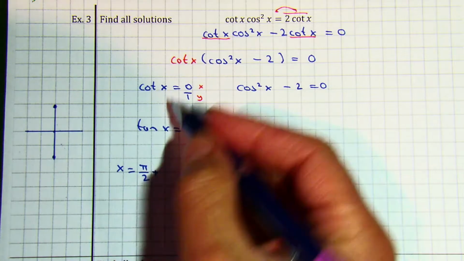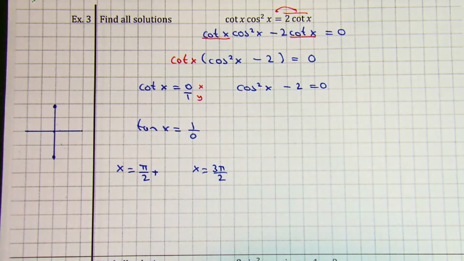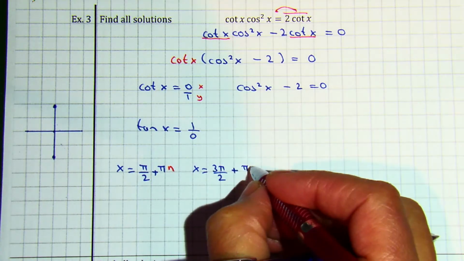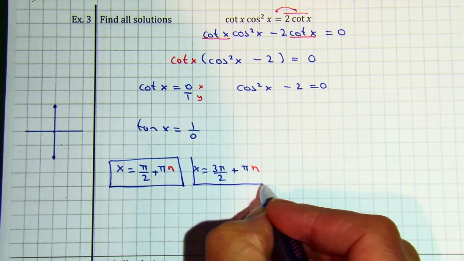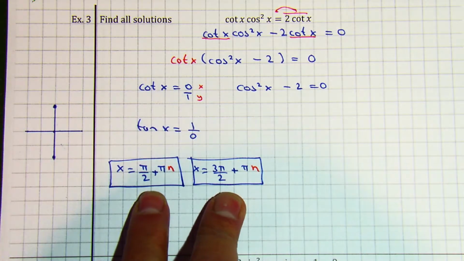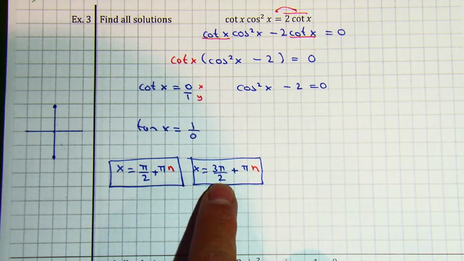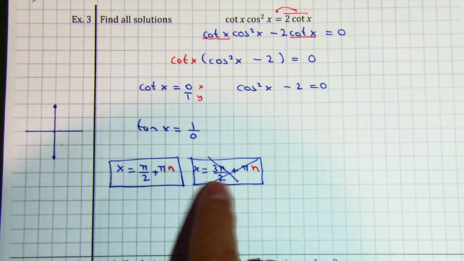Plus, what is the period for cotangent or for tangent? It's pi. But we have the same problem that we did on the previous problem. Every time we have tangent, those two are exactly the same. Correct? Because pi over 2 plus pi will give you 3 pi over 2. So we just actually need the first one. And that's going to happen every time you have tangent or cotangent due to the period being pi. We just need one of them.